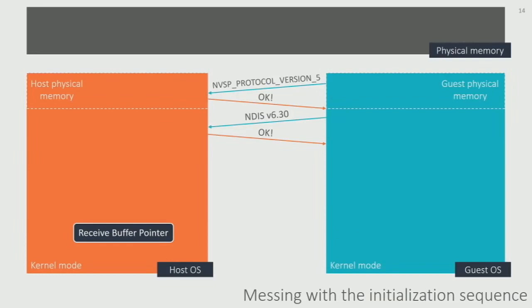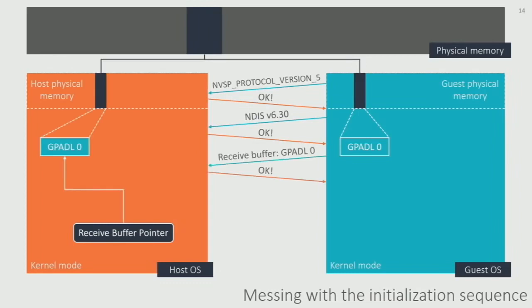Turns out interesting things do happen if you send a receive buffer multiple times. So for example, here we're going to have the guest define GPADL0, so shared memory between the guest and the host, and it's going to send first receive buffer. And the host is going to map GPADL0 as its receive buffer, and you have a pointer that points to it. Totally cool.